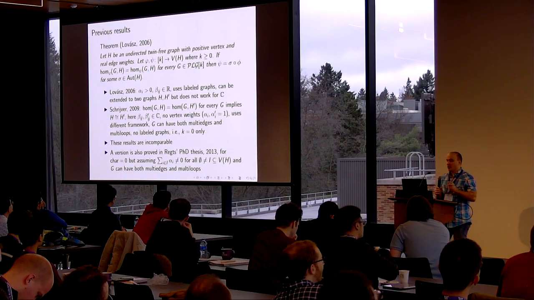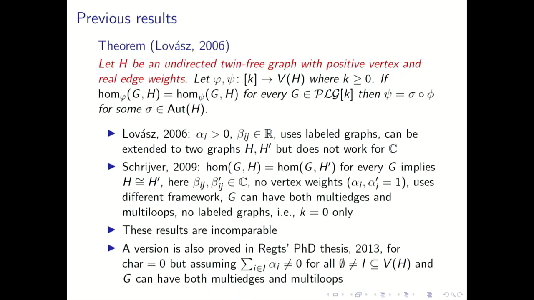He shows that if one restricts consideration to positive vertex and real edge weights, then the partial graph homomorphism function uniquely determines the right-hand side graph up to a label preserving isomorphism. In this theorem, the statement is formulated for undirected graphs. The next result is due to Schrijver.